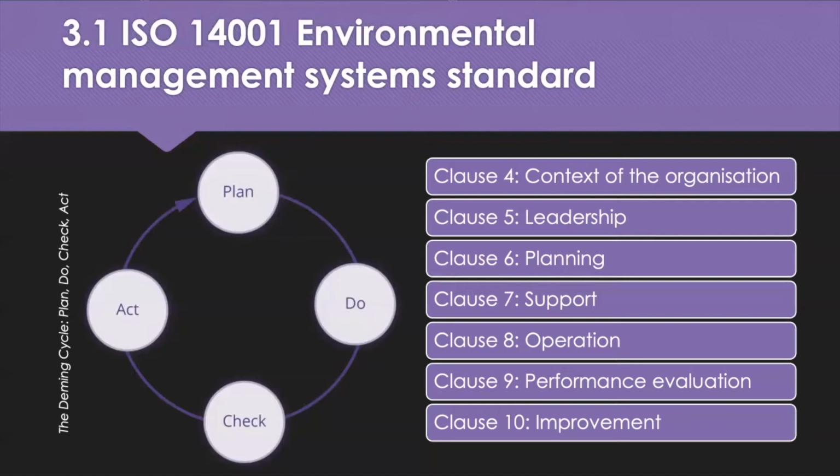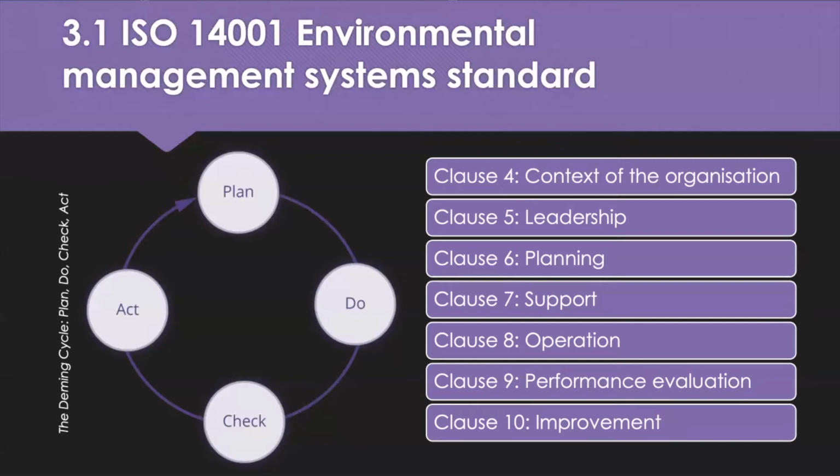But these are the clauses on the right-hand side. These are the main clauses, because the first three are preamble anyway. Clause 4 looks at the context of the organisation, so looking at both internal and external factors like STEEPLE. Leadership is around making sure that senior managers are committed to the environmental management system, so it must be integrated into your business processes. Clause 6 around planning has been restructured to take into account both positive and negative environmental impacts of activities, products and services, all from a life cycle perspective.